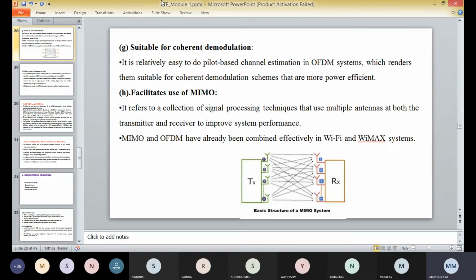The ability to effectively use MIMO techniques to improve the system capacity gives OFDMA a significant advantage over other techniques. This is one of the key reasons for its choice. MIMO and OFDMA have already been combined effectively in Wi-Fi and WiMAX systems.